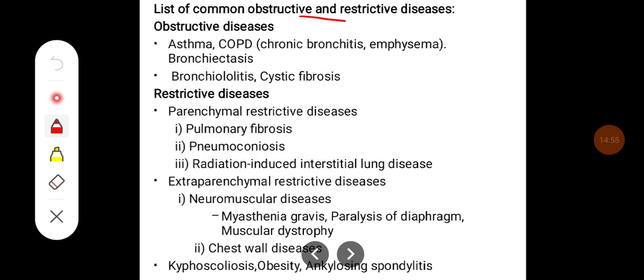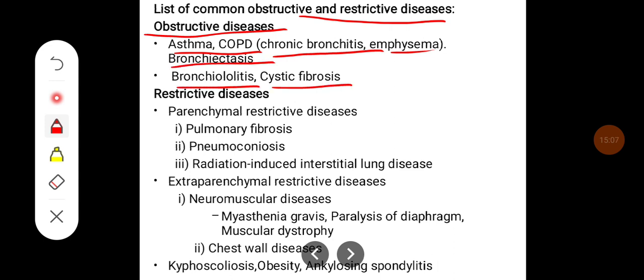The list of common obstructive and restrictive diseases. The obstructive diseases are asthma, COPD, that is chronic bronchitis, emphysema, bronchiectasis, bronchiolitis, and cystic fibrosis. And some of the restrictive disorders are in the parenchymal or extraparenchymal diseases.